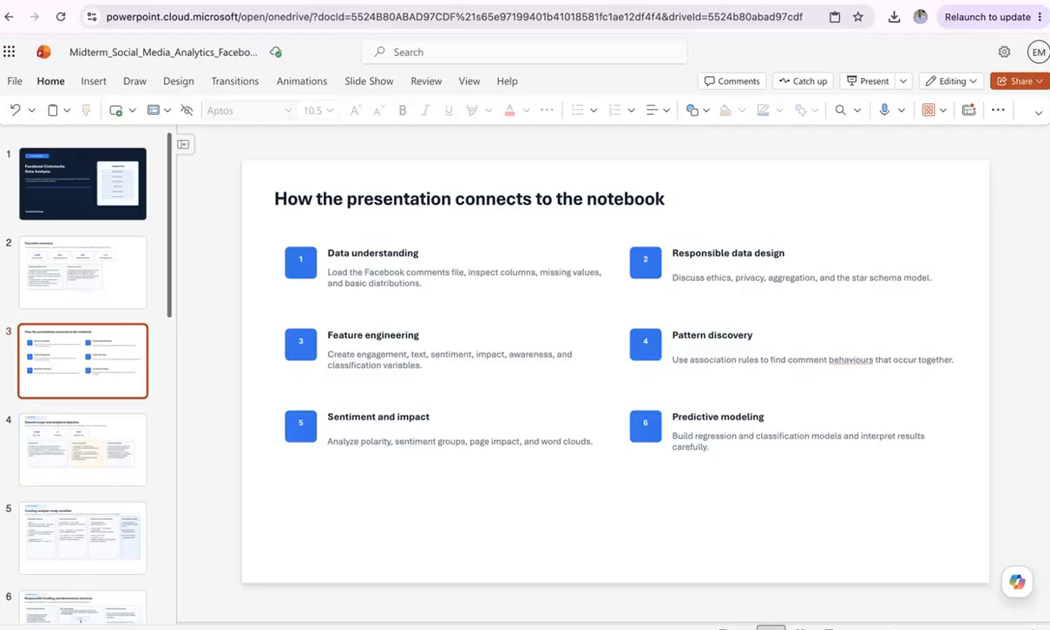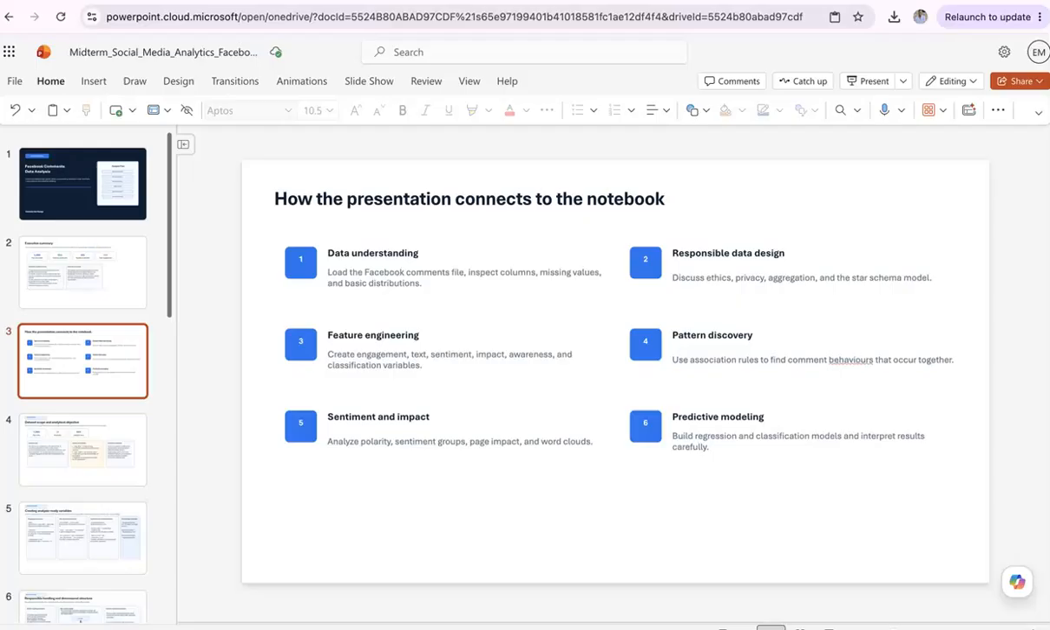This next slide shows how the presentation connects to my Google Colab notebook, which I will be sharing. It tells us that the PowerPoint follows the same order as the executed Colab notebook, but it doesn't necessarily show every coded cell. The notebook contains all the detailed implementation, while the slides just summarize the important results.